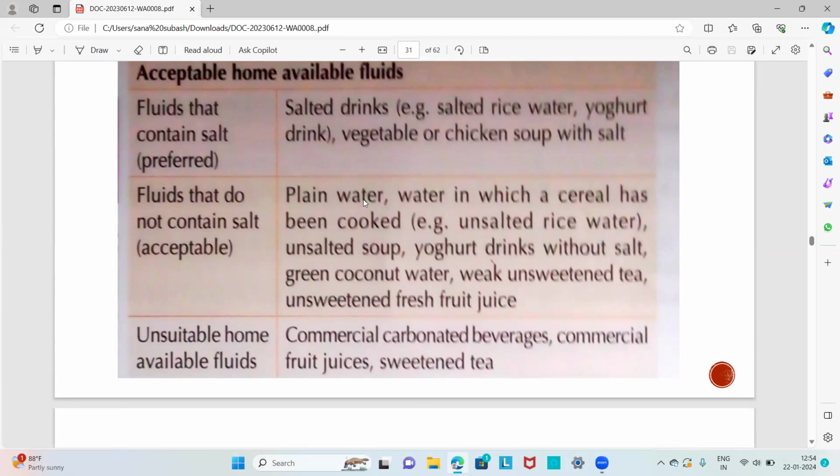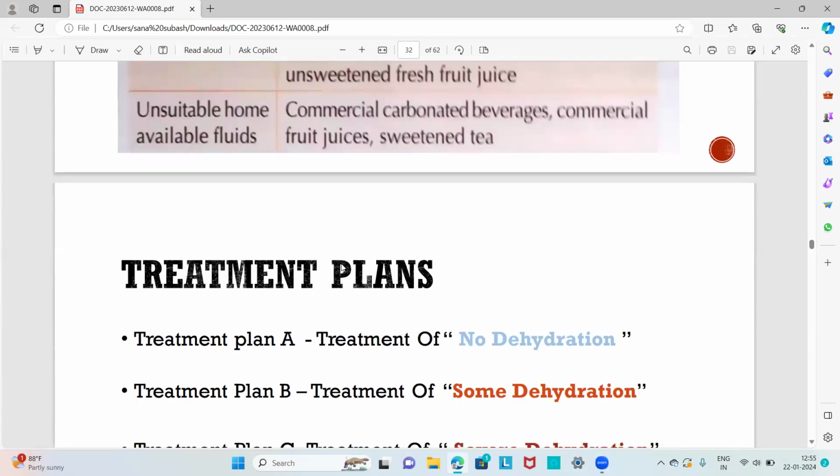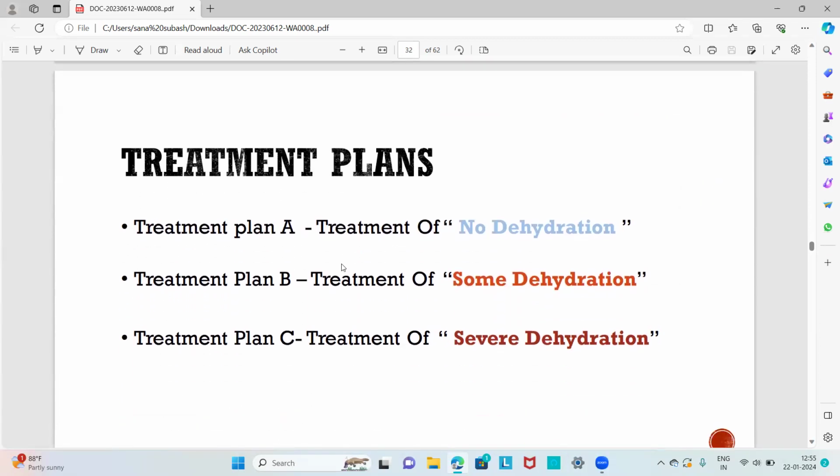That is plain water, water in which cereal has been cooked, like unsalted rice water, unsalted soup, yogurt drinks without salt, and green coconut water, which can also be used. Unsuitable home available fluids are commercial fruit juices, commercial carbonated beverages, and sweetened tea. So these are the alternatives for the oral rehydration solution, the acceptable home available fluids to rehydrate the child.